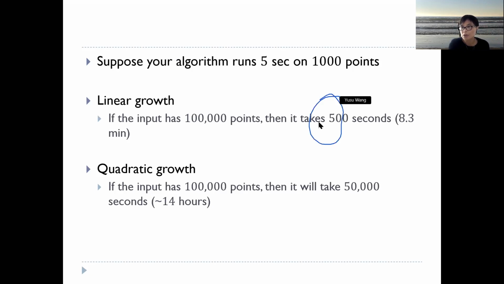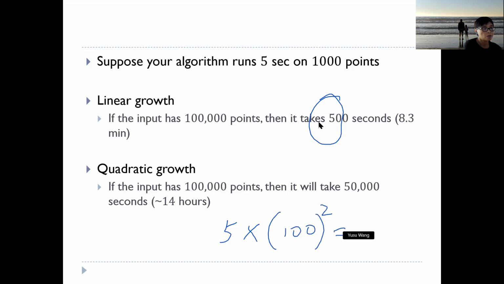While if your algorithm has quadratic growth, that means the time should be 5 times 100 squared, which now gives you 50,000 seconds. So the difference, when you run on 100,000 points, is basically between 8 minutes and 14 hours. Okay, so even though it sounds like it's just a factor of n difference, in practice this can make huge differences. Okay.